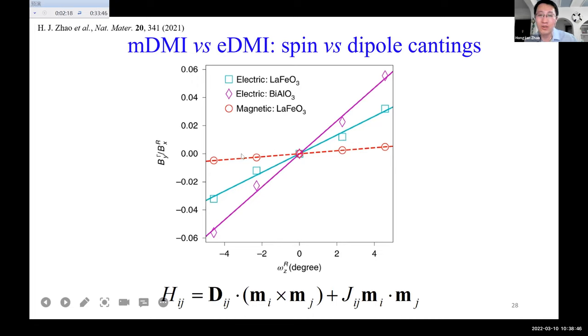The slope for the magnetic spin canting is quite small compared with the slope for the electric dipole cantings. So it indicates that the effect of the magnetic DMI, D over J in the magnetic case, is much smaller than D over J in the electric regime. In other words, the dipole has much more chance to cant than the spin.